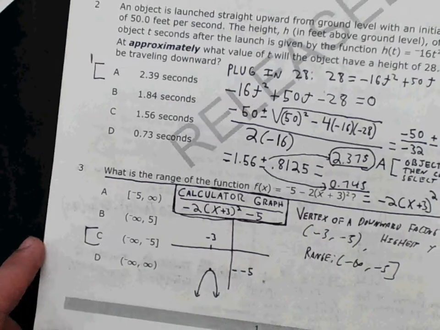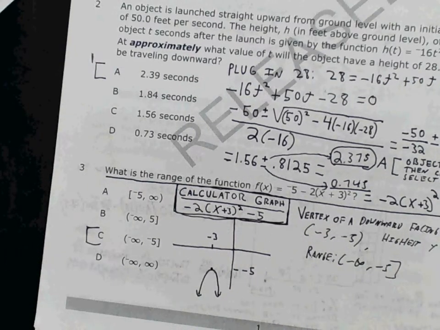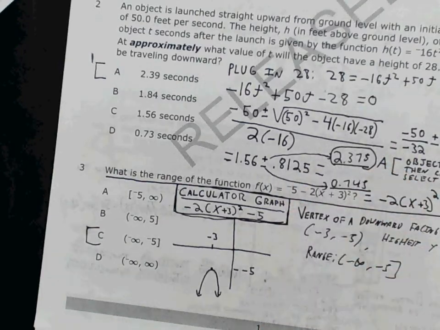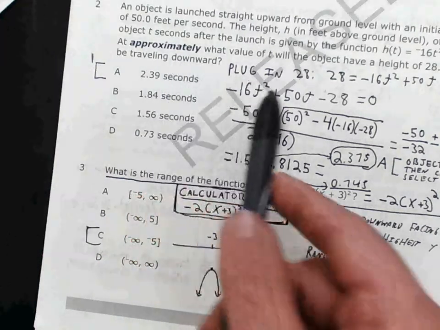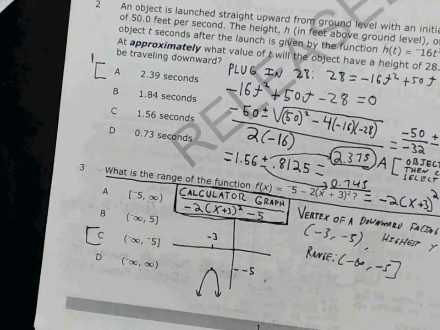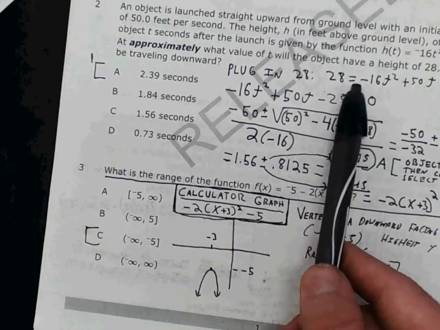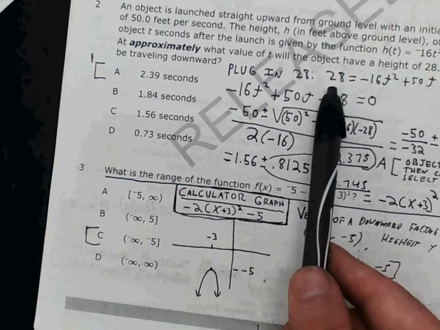An object is launched straight upward from ground level with an initial velocity of 50 feet per second. The height h in feet above ground level of the object t seconds after launch is given by the function h of t equals negative 16t squared plus 50t. At approximately what value of t will the object have a height of 28.0 feet and will be traveling downward? Now we have to plug in 28, because 28 is going to be equal to negative 16t squared plus 50t, because 28 is our height.